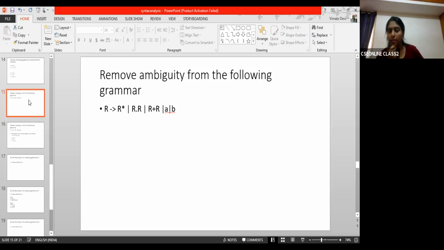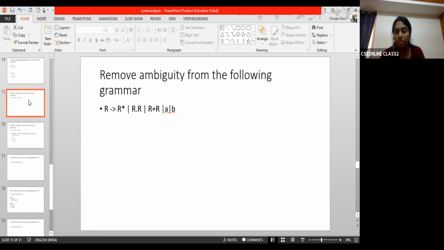So the same strategy that we applied for the expression grammar, in the same way we need to solve this grammar also. We have to remove the ambiguity from here. So what are the two factors we considered in the expression grammar? One is the associativity of the operators, and the other is the precedence of the operators. So here, for associativity, if you consider the dot operator as well as the union operator, both are left associative. Star operator is a unary operator. We don't need to bother about the associativity of that operator.